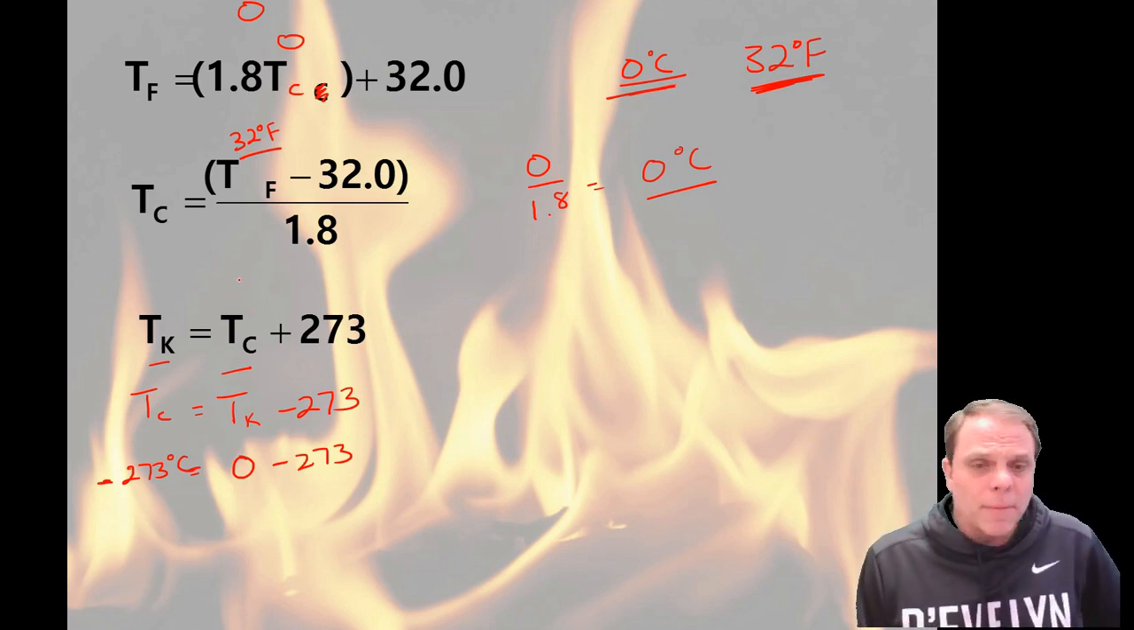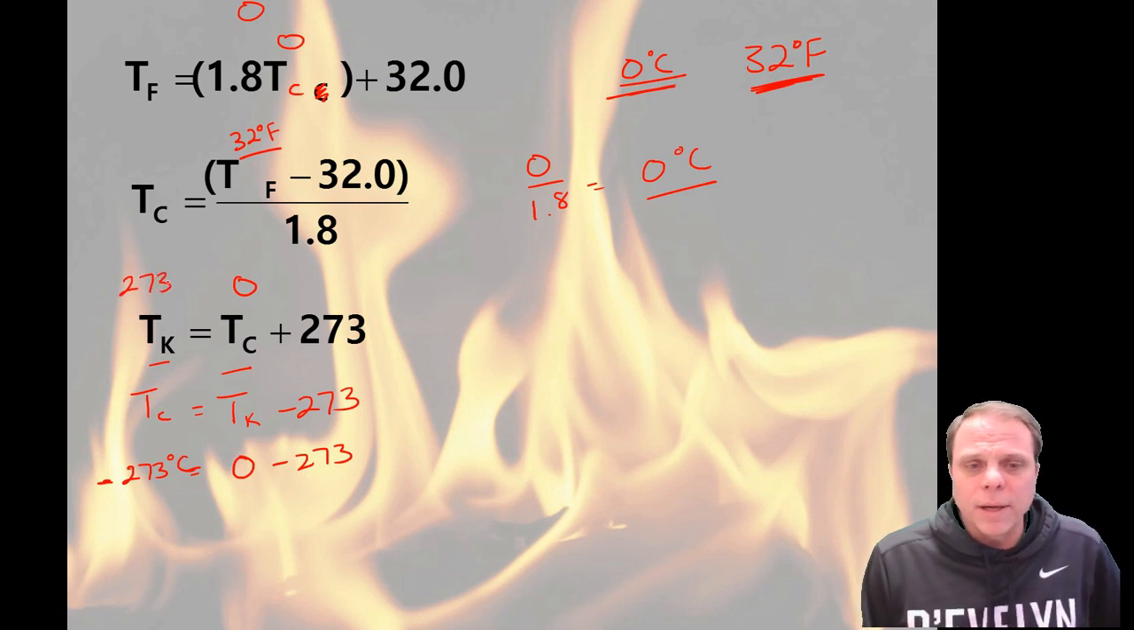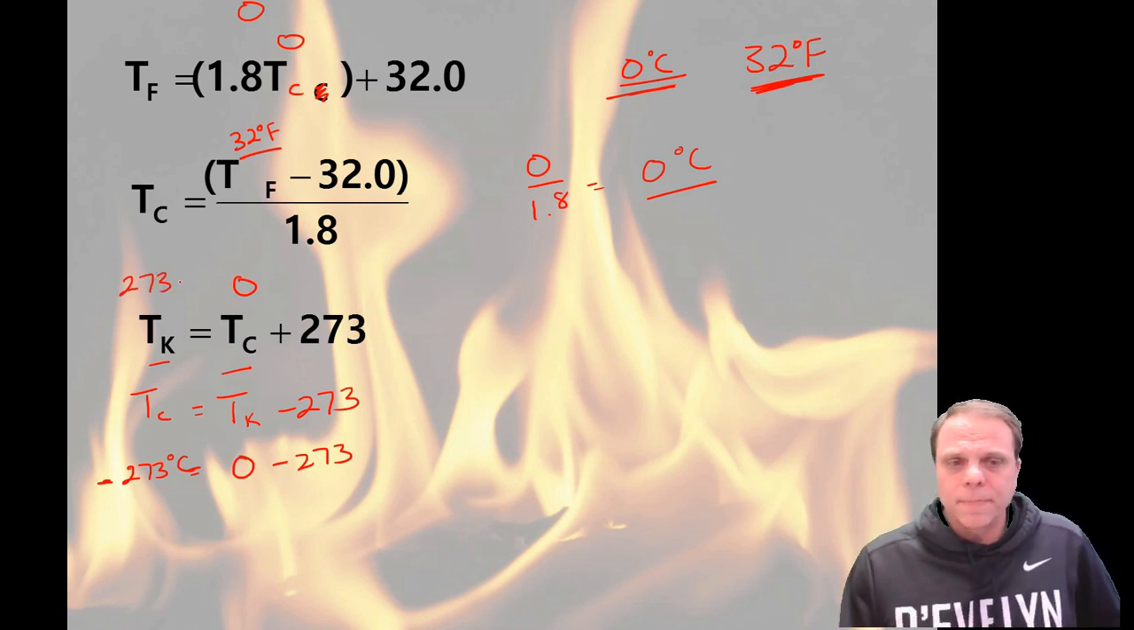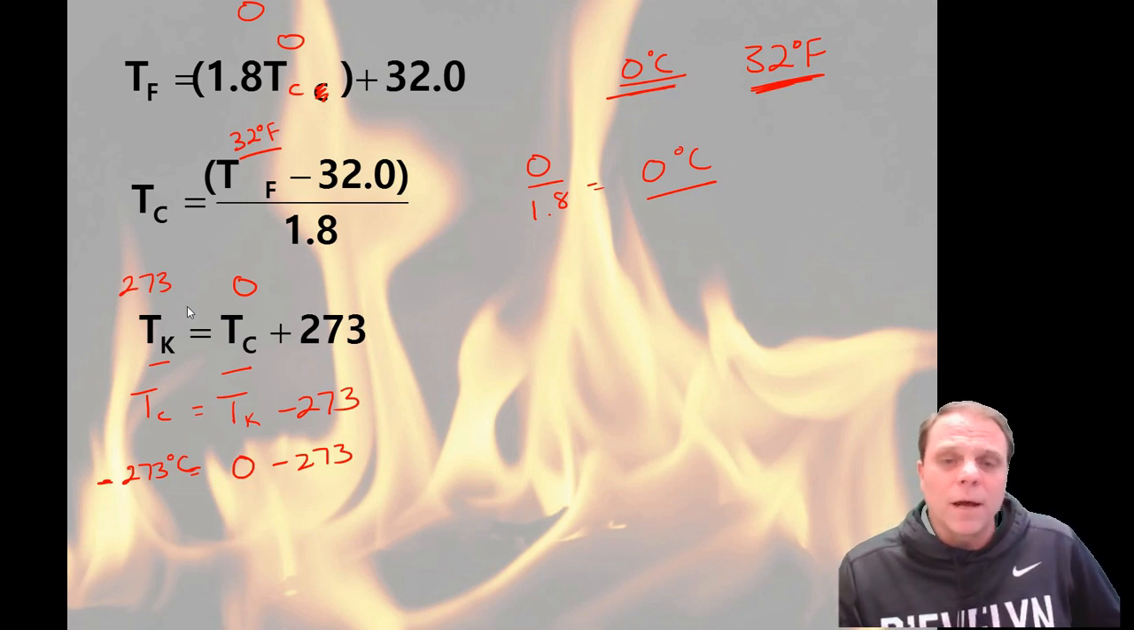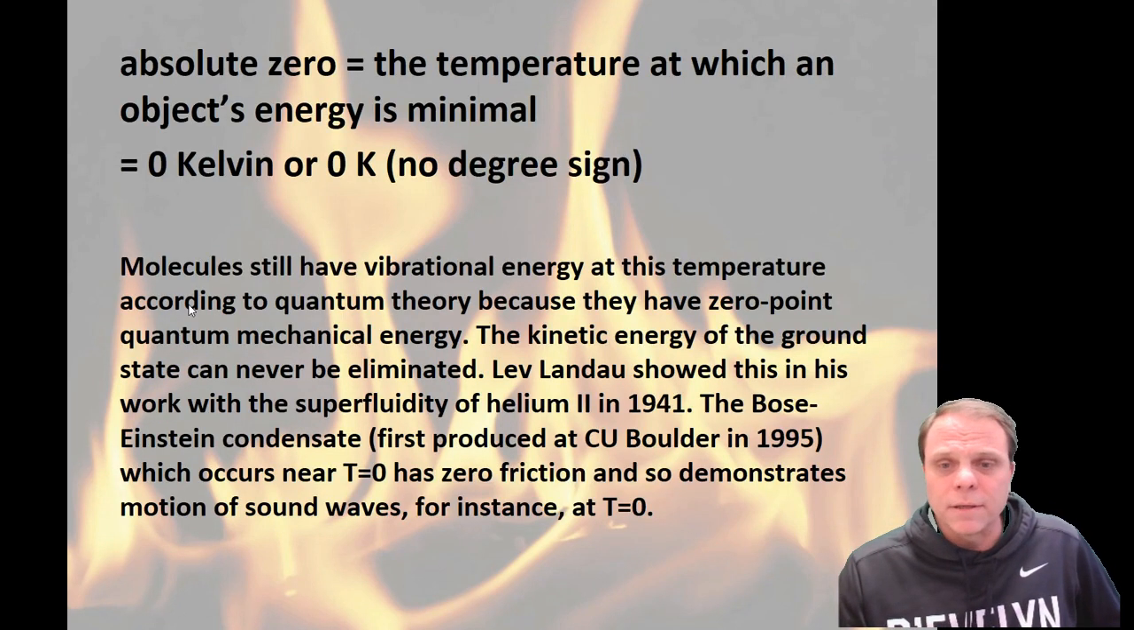If I were doing this formula up here, I'd be like, okay, well, what if I had 0 degrees Celsius? What is that in Kelvin? It's 0 plus 273, so my Kelvin temperature is 273. Okay, so these are conversion factors that you're going to need to be able to use in this particular chapter.